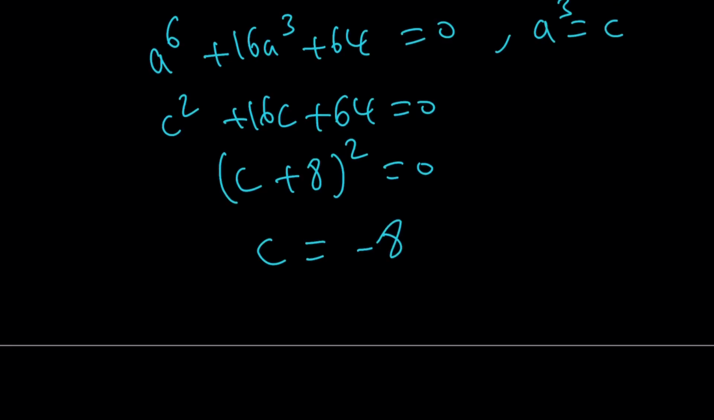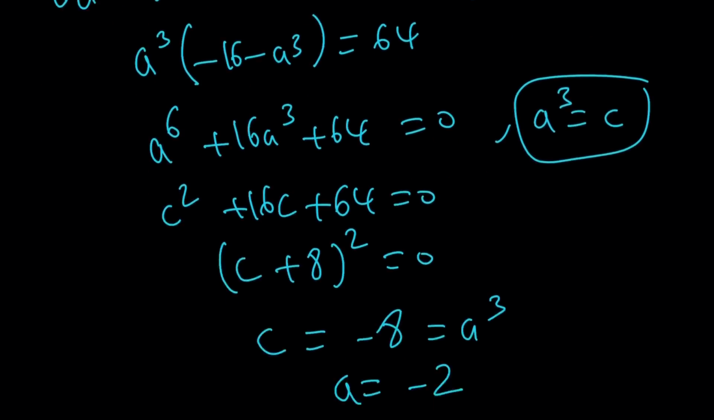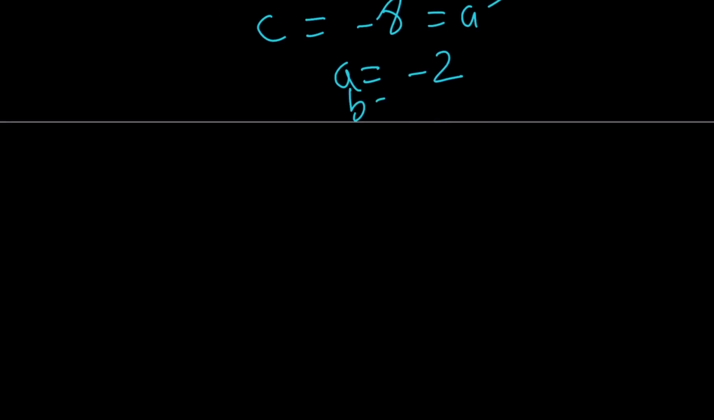c equals negative 8. But remember, c is equal to a cubed, so we're going to set it equal to a cubed. And from here, we're going to find a equals negative 2. But since we only got one c value, and we know that ab is equal to 4, the product is 4, so b is also equal to negative 2. But remember, those values represent x, y, z. So t represents x, y, z, but we only got two values, negative 2 and negative 2. What about the third one?